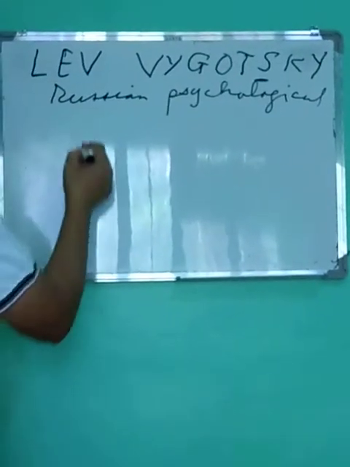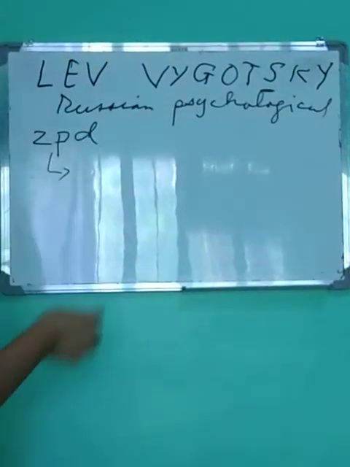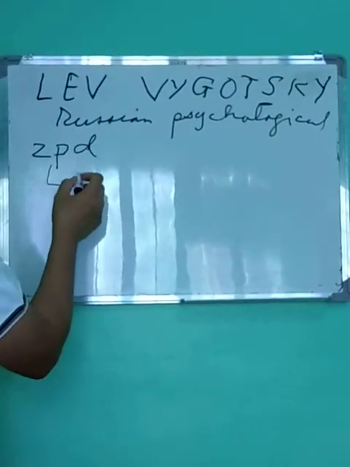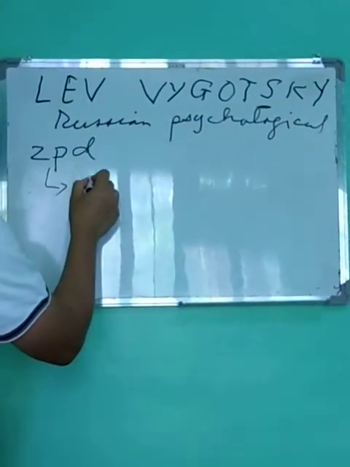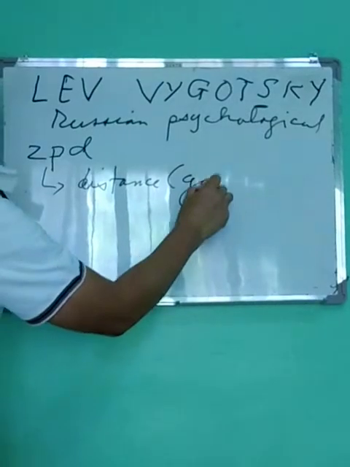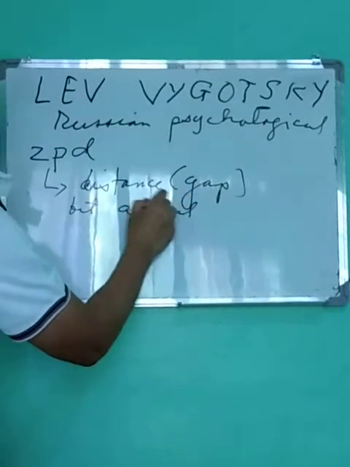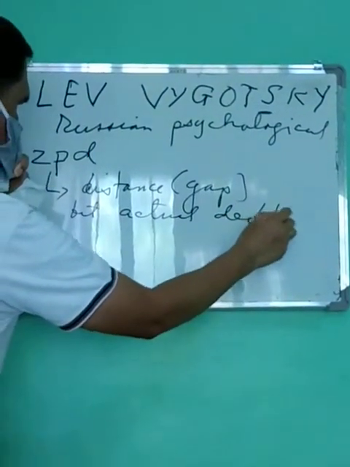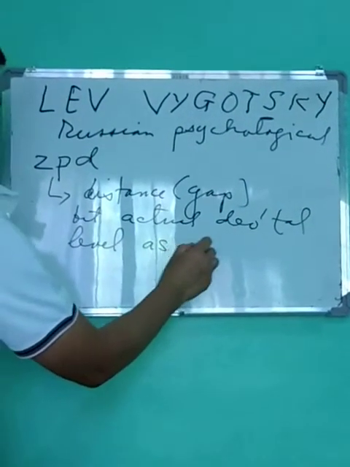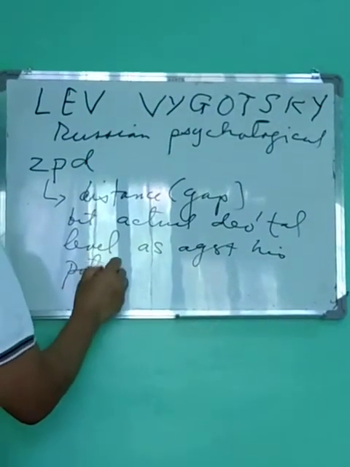When we speak of the zone of proximal development, to be more technical, we are referring to the distance or the gap between the actual developmental level of the child as opposed to his potential development level.